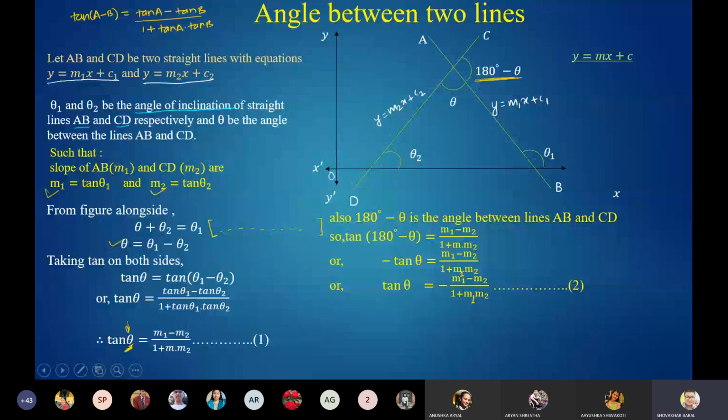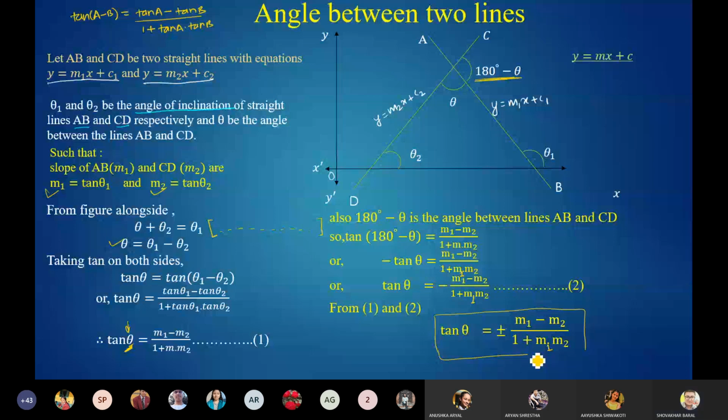Please write it fast. From 1, tan theta equals plus or minus. I will discuss the plus or minus matter in detail tomorrow. Please copy it. And this is the formula: theta equals tan inverse of plus or minus m1 minus m2 by 1 plus m1 into m2. It is not included here. Just write m1 minus m2 by 1 plus m1 into m2.